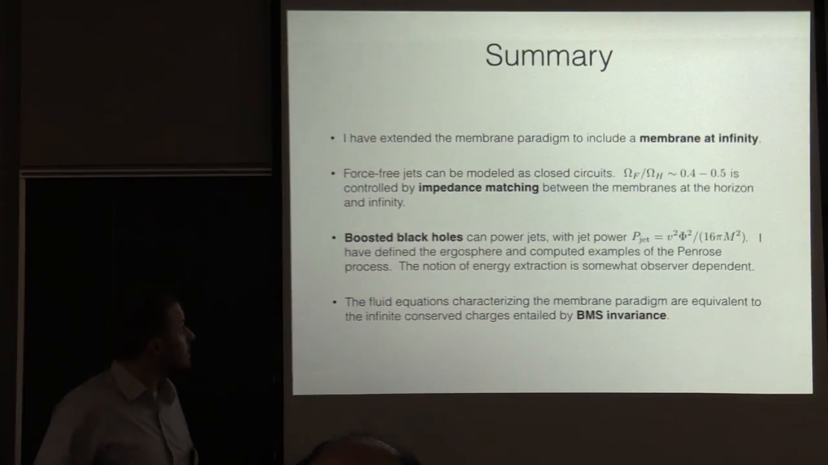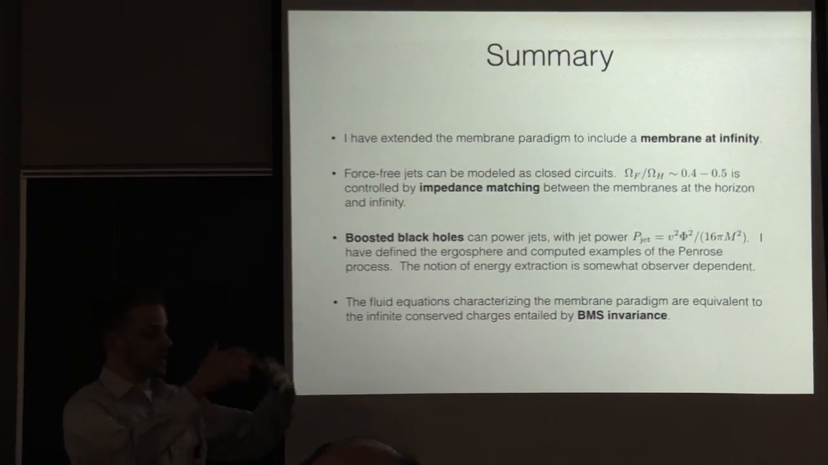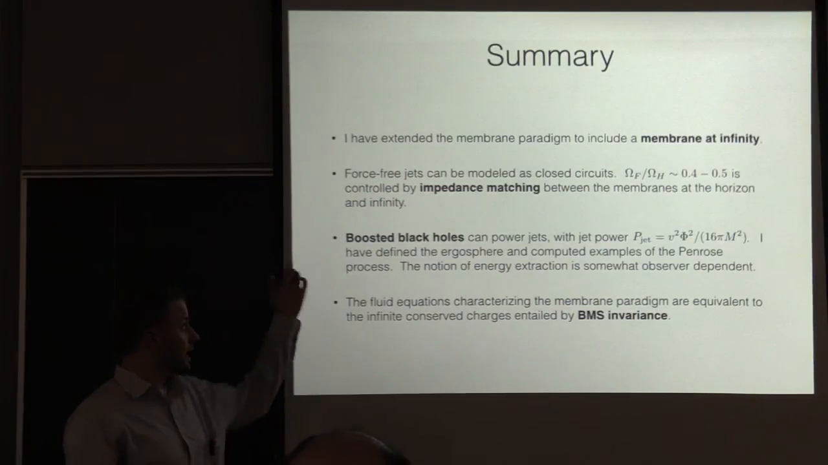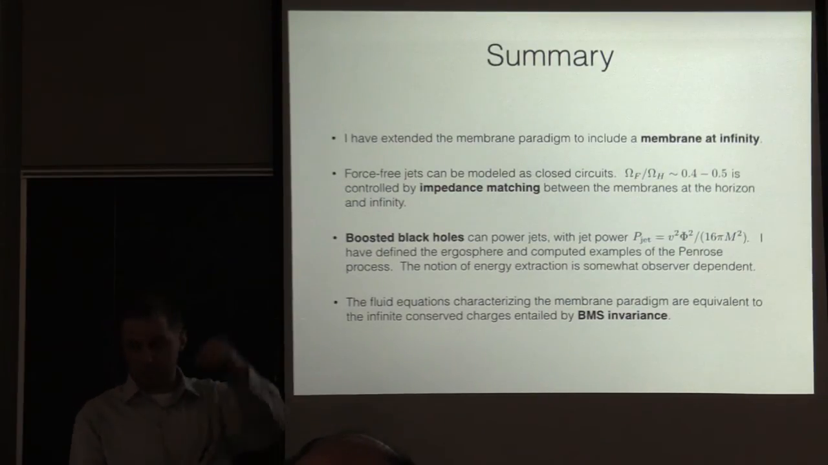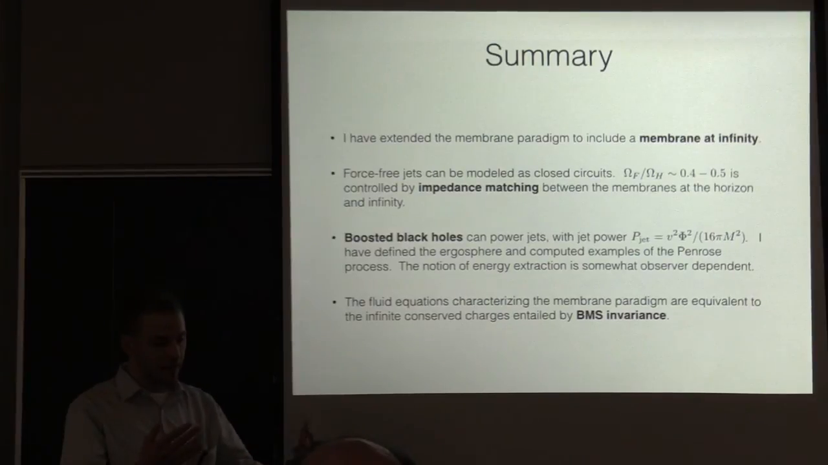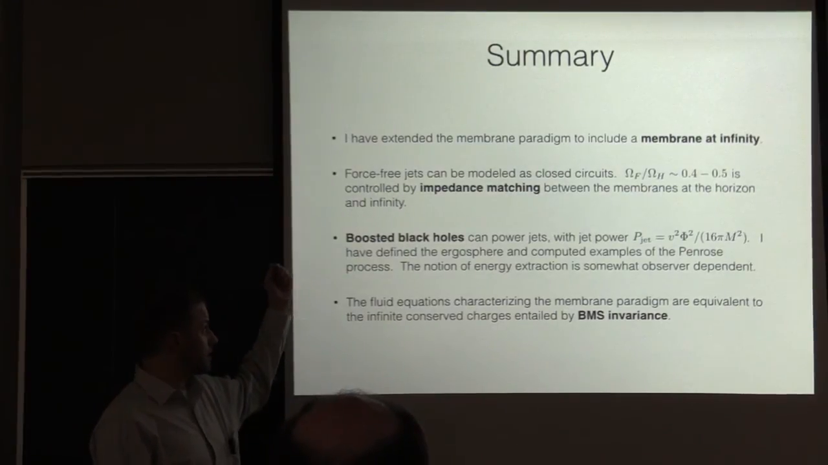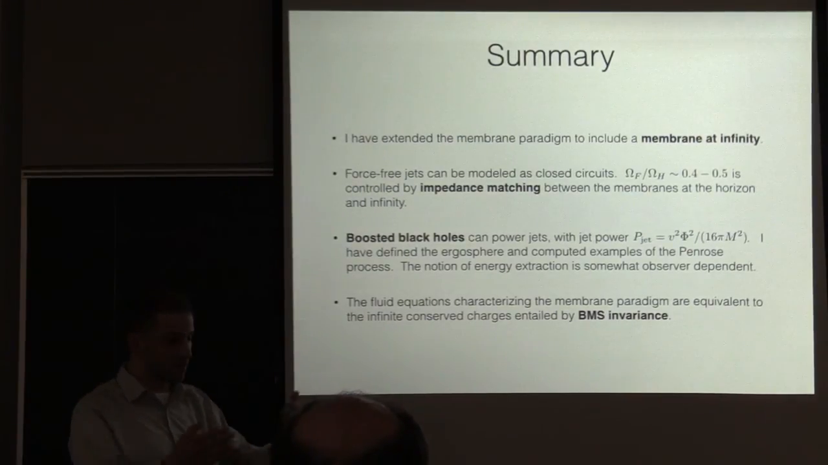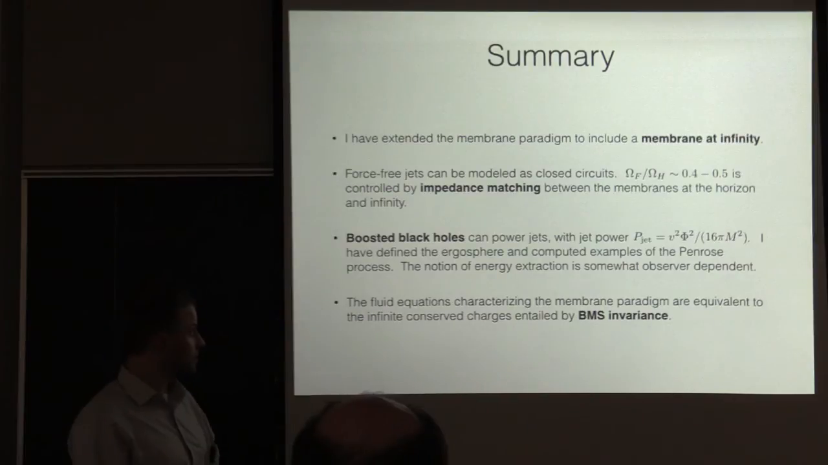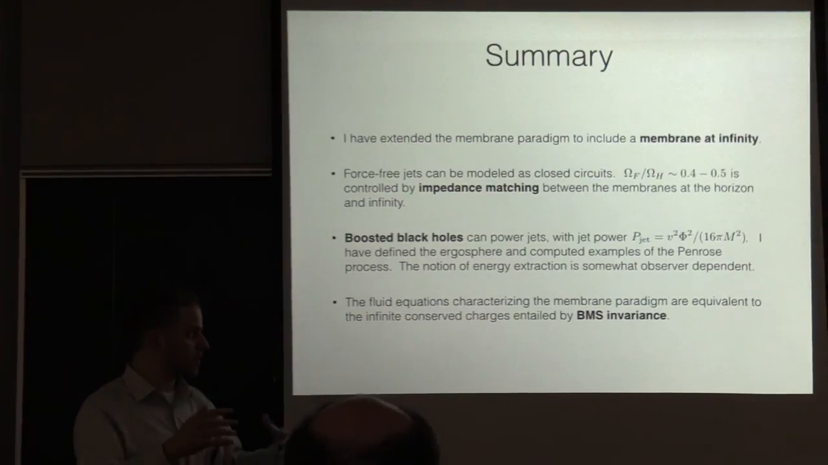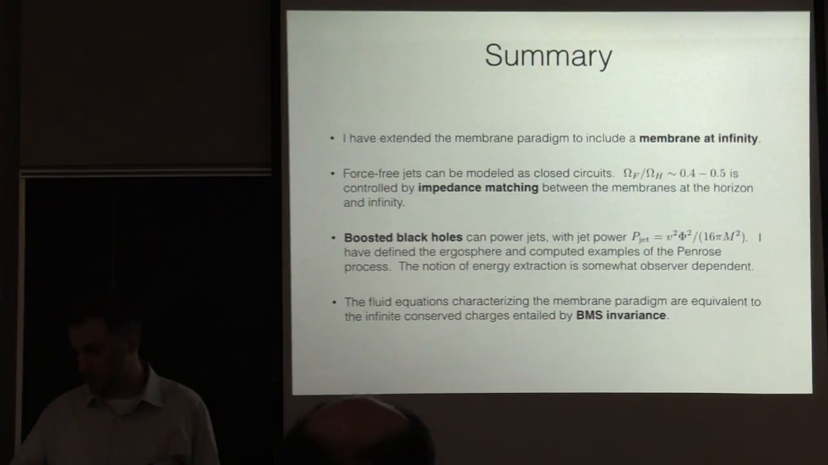So to summarize, I talked about four things. One is the membrane paradigm and how you can extend it to describe a membrane at infinity, and that turns out to be useful. I touched on jets from spinning black holes and how the membrane paradigm is useful for understanding the universality of this omega F. I talked about developing the theory of boosted black hole jets. And finally, I talked about some recent work using the membrane paradigm to understand the BMS group.